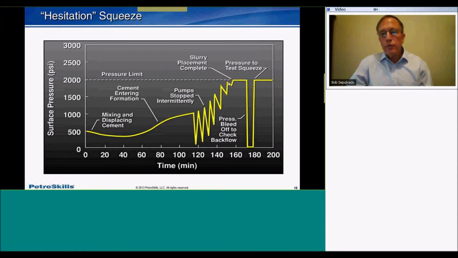Now, one thing we want to be aware of here, or a couple of things: when we start this process of hesitations, ideally we want all the cement to be below the packer when we begin the hesitations. So this may determine where you place the packer in relation to the top perforation. I've said it before, I'm going to say it a few times during this presentation, experience be your guide.